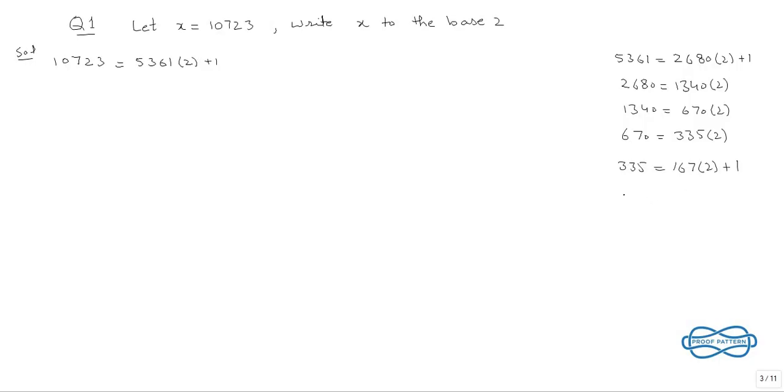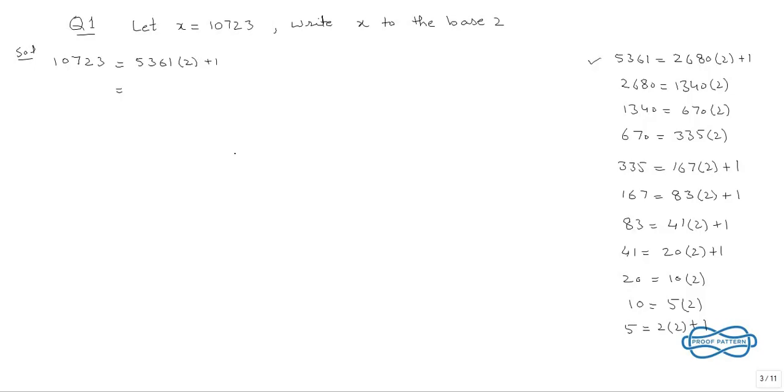We will continue this until we reach the stage when we cannot do, or do not need to do, further division algorithm, and this 83 can be written as 41 times 2 plus 1 using the division algorithm, and this 41 is 20 times 2 plus 1, and this 20 can be written as 10 times 2, and this 10 is 5 times 2, and this 5 is equal to 2 times 2 plus 1.